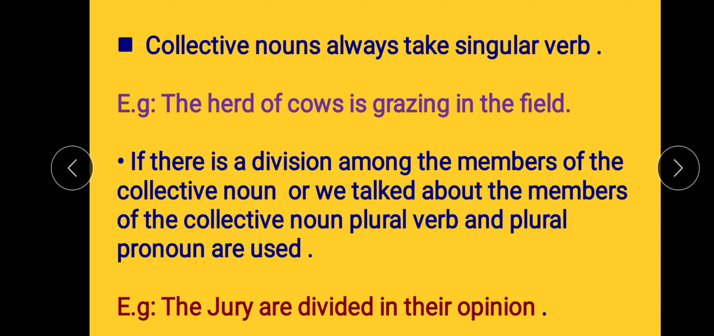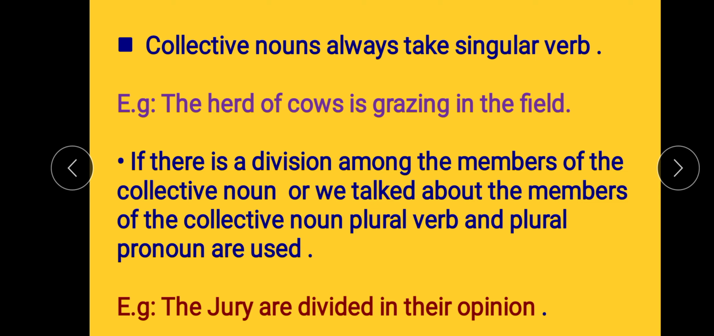Now let's see the next rule. Collective nouns always take a singular verb. For example, the herd of cows is grazing in the field. Here, the word herd is a collective noun for cows. We all know this. And as it is a collective noun, we have used the singular verb "is" here. The herd of the cows is grazing in the field.